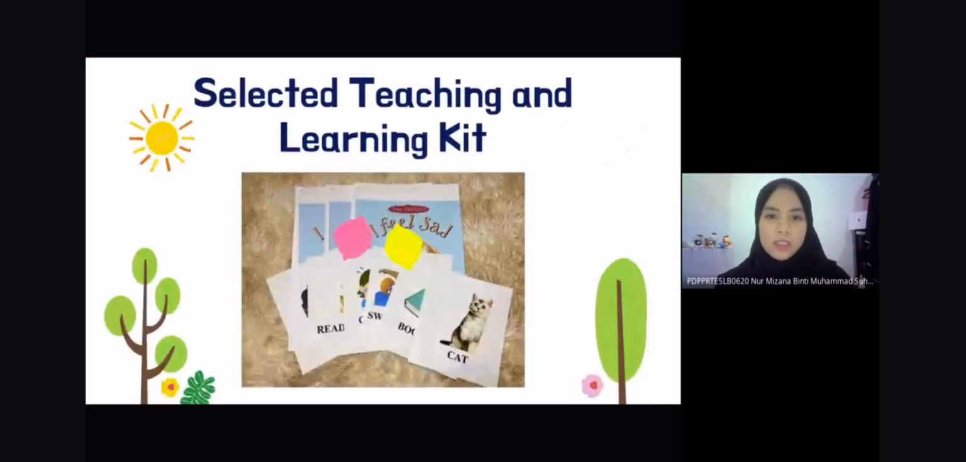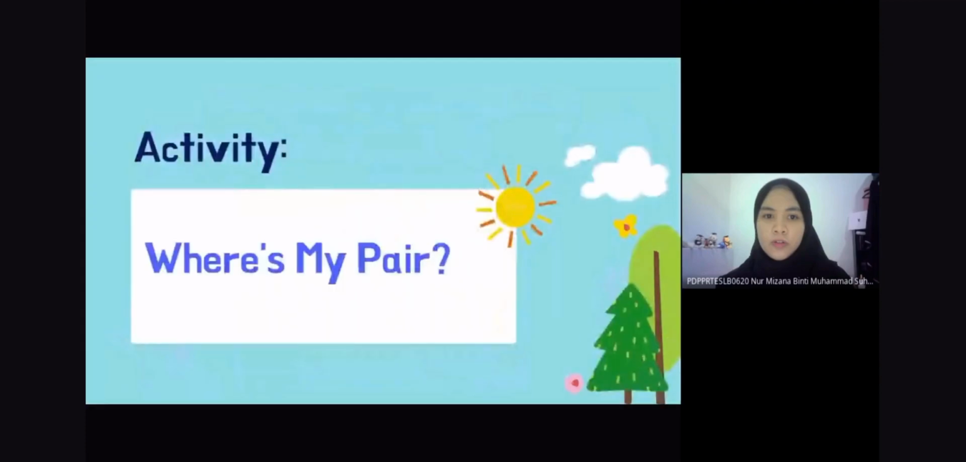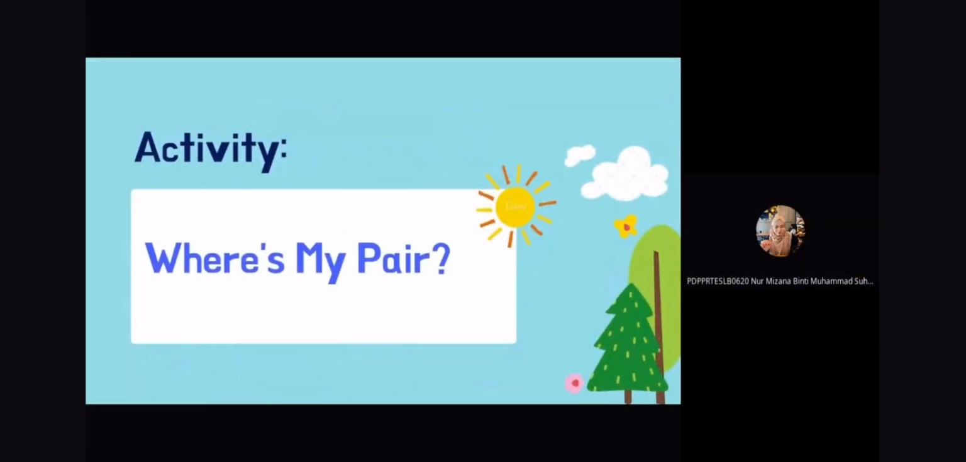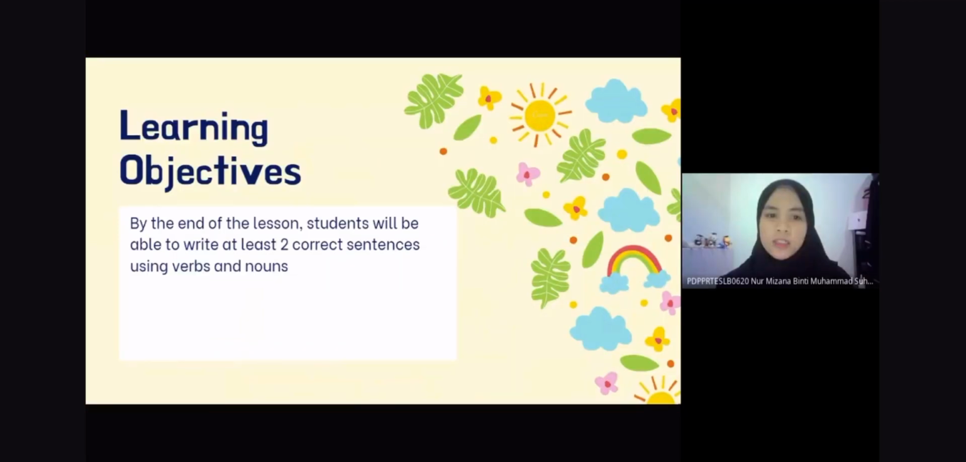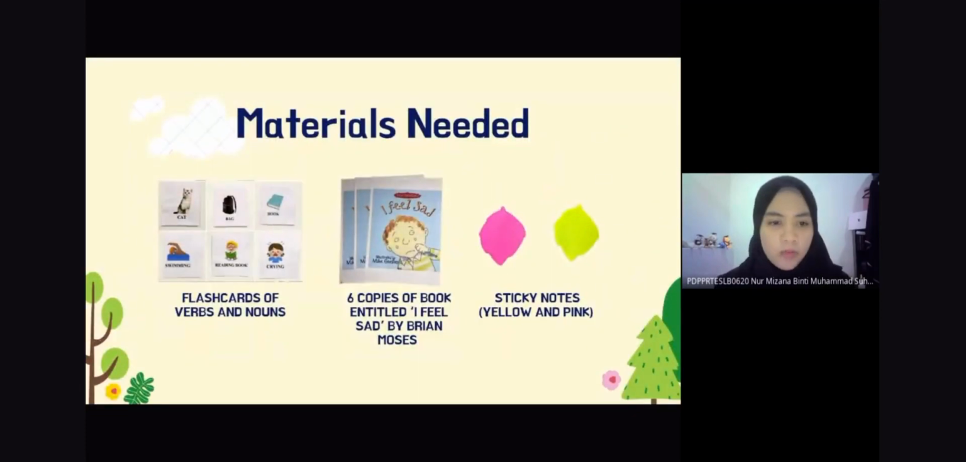Now this is the selected teaching and learning kit for our presentation today. The title of this activity is Where's My Pen? This is the learning objective of this activity. By the end of the lesson, students will be able to write at least 2 correct sentences using verbs and nouns. These are the materials needed for this activity. We will be needing flashcards of verbs and nouns.